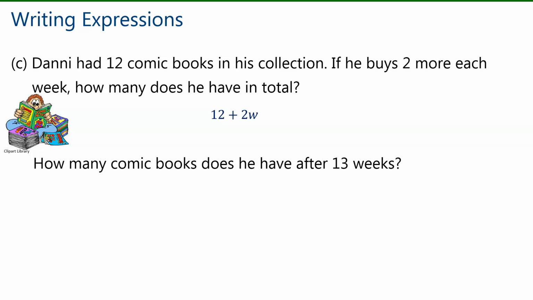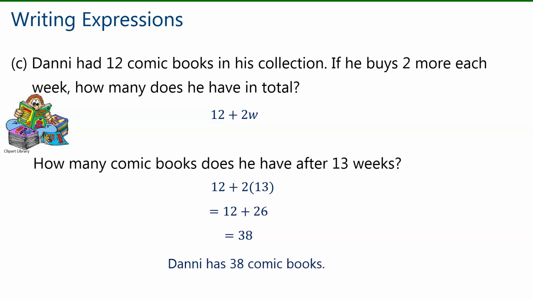Now, how many comic books would he have after 13 weeks? So we can replace our w with 13. 12 plus 2 times 13. Now, not forgetting about our order of operations here, because we have an addition, but we also have a multiplication. So remember that multiplication comes before addition. So let's do 2 times 13 to give us 26. Now let's add on 12 to that. So that means that Danny now has 38 comic books.